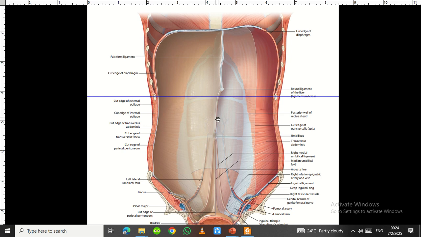Right, so let's go for a summary. In the infraumbilical region, you have the median plane. You have the median umbilical fold made by the urachus, and then the medial umbilical fold made by the umbilical arteries. Then you have the lateral umbilical fold made by the inferior epigastric artery and vein. And then in the supraumbilical region, you have your ligamentum teres hepatis, accompanied by the paraumbilical vein going to drain to the portal vein.